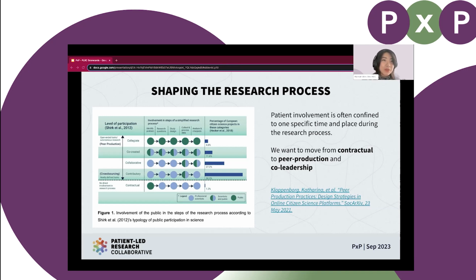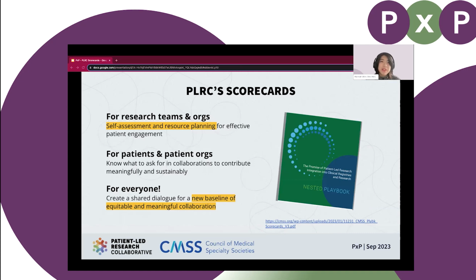So we came up with a scorecard. And this resource is available on our website. It's available in this link. And I think the wonderful conference organizers have also put this on their website as well. So feel free to check this out. This is a free resource for the patient community and the research community.